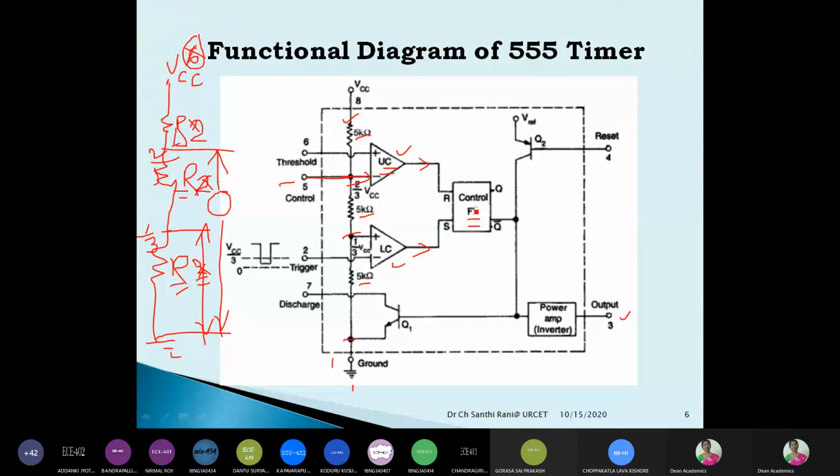So what is the function of this flip-flop? It is a control flip-flop, right? So we will see, first consider it as a flip-flop. It is an RS flip-flop, right? RS flip-flop, reset and set.